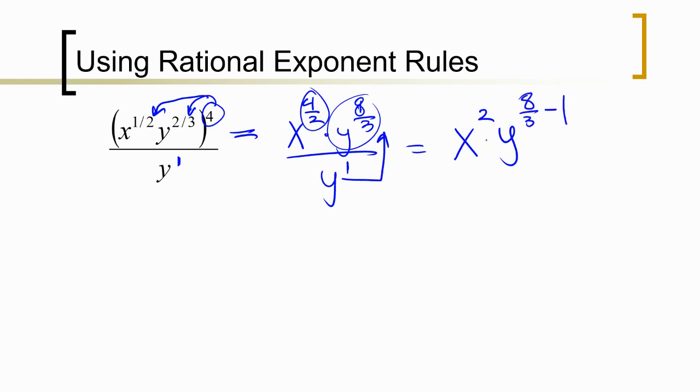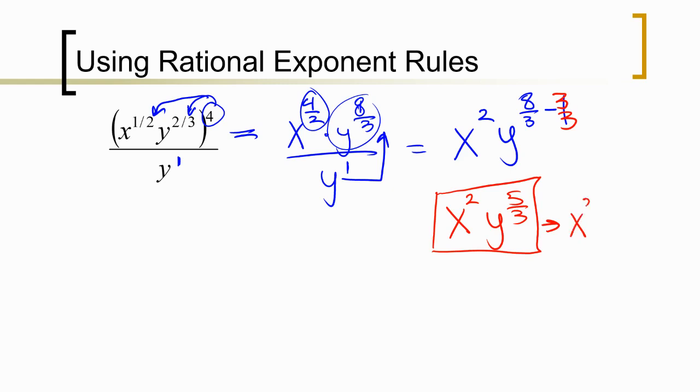Now that 1 needs to turn into a 3/3 so that I can subtract. That's going to be x squared times y to the 5/3. And then we're going to leave it like that, or you could rewrite it to be x squared times the cube root of y to the 5th power.